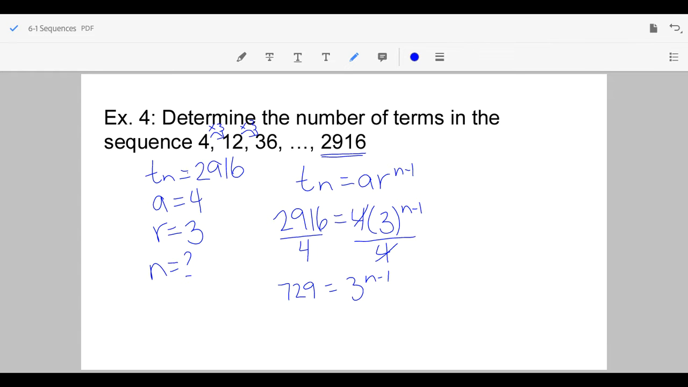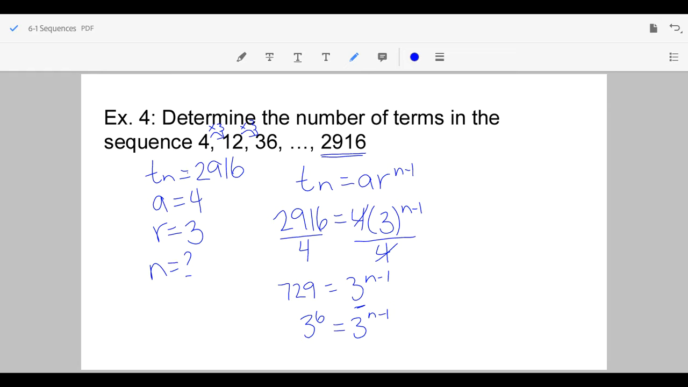What we need here in order to solve this is for our bases to be the same. So if we think of 3 as our base, we need to know what that exponent is. So we get 3 to some exponent is equal to 3 to the n minus 1. Well, 3 times 3 times 3 a bunch of times will give us 729. Just playing around with that, 3 times 3 times 3 times 3 times 3 times 3, 3 to the exponent 6 is 729.